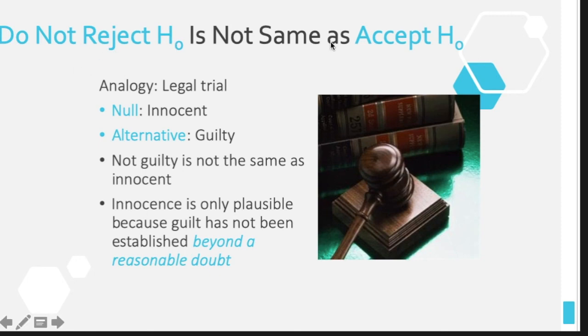When we do this, the burden of proof is on rejecting. So when we don't reject, it's not at all the same as saying we accept the null hypothesis. A nice analogy for this is criminal trials, where the verdict is either guilty or not guilty. Not guilty does not mean innocent. That's very different. The verdict of not guilty means there was not enough evidence to prove guilt.